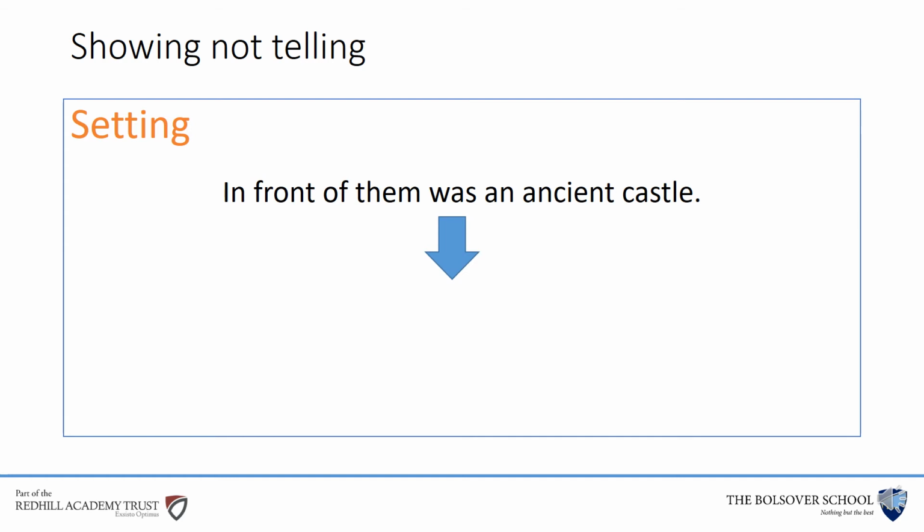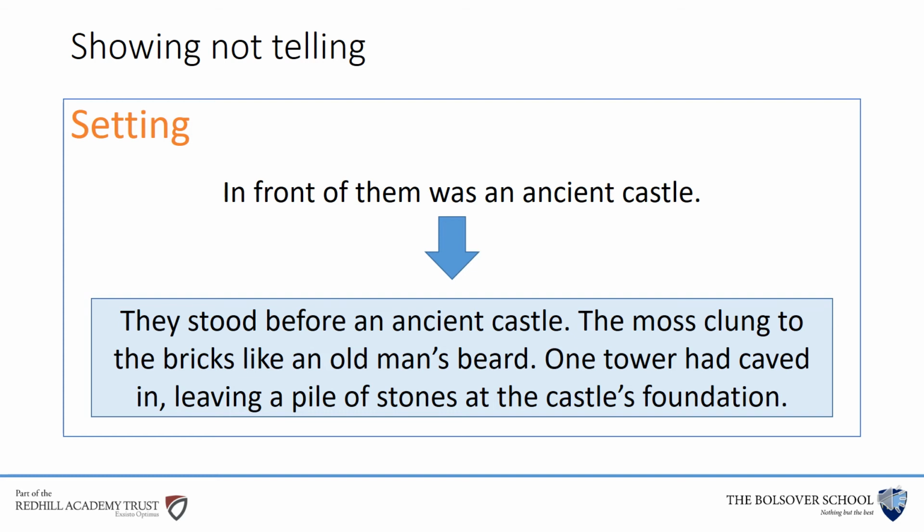Let's look at setting first. When a character arrives at a scene, it is easy to fall into that trap of listing everything they can see. In front of them was an ancient castle. The castle had walls and a drawbridge and a big moat. We've already established that listing is not the most effective way of creating description. Instead, you want to show.